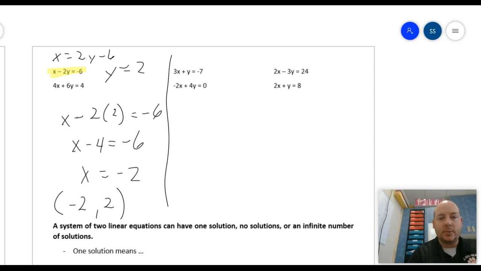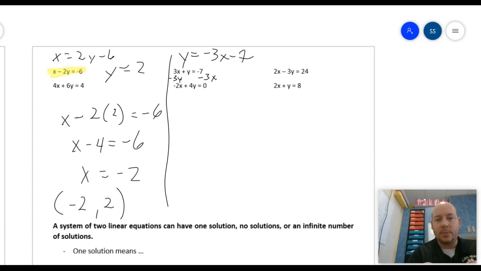Okay. Second one there. I'm just going to move the 3x to the other side on this. So I'd end up with y equals negative 3x minus 7. Again, if you can find that coefficient of 1, you don't have to do any division. So it just saves you a step. I could solve the second one for y or solve for x as well. But if you can find a coefficient of 1, that usually saves you a little bit of time here.